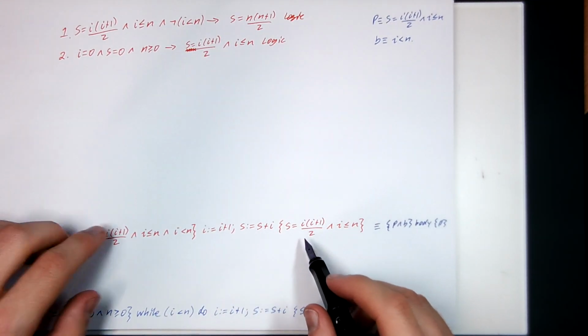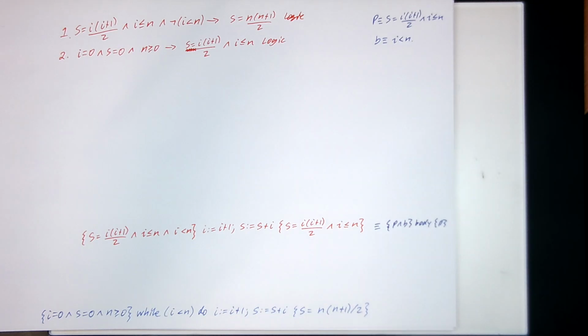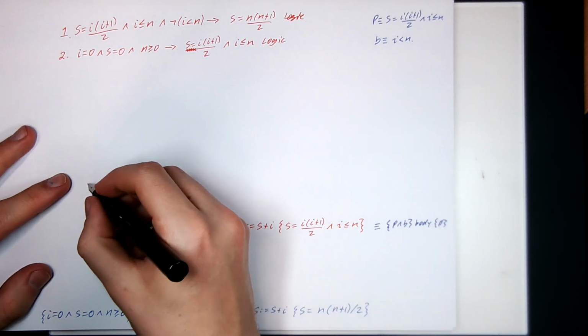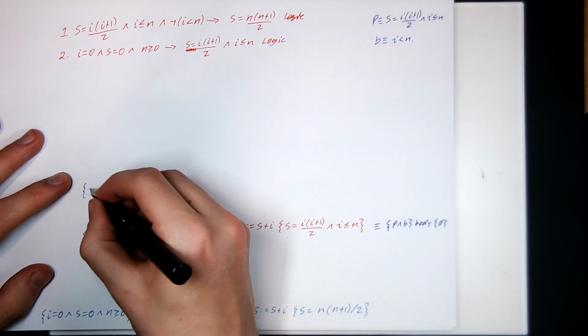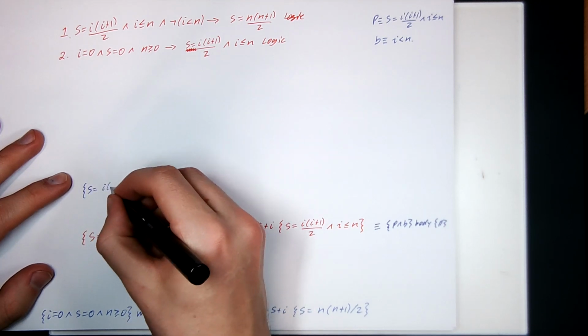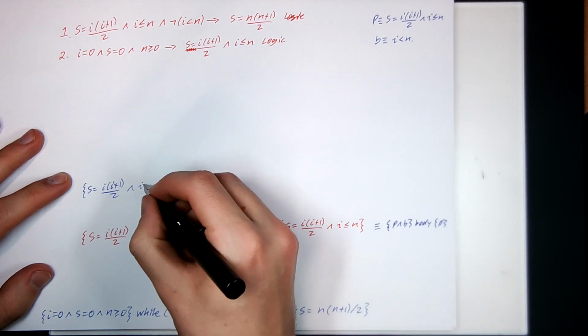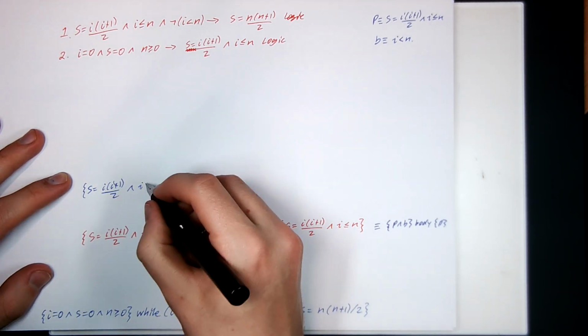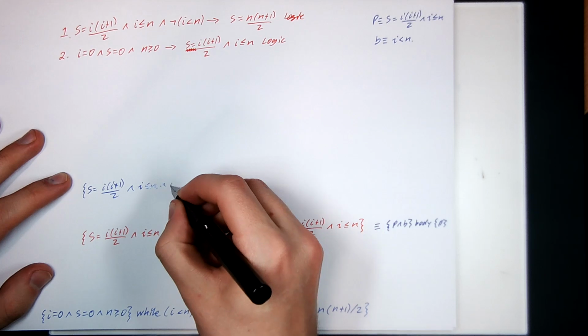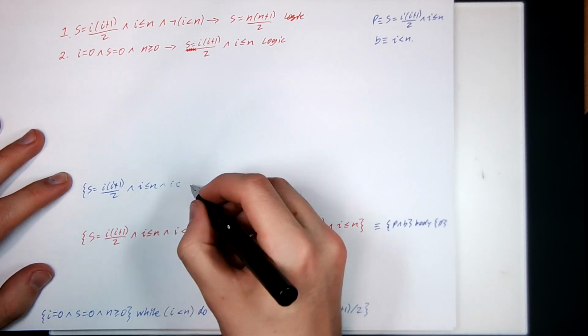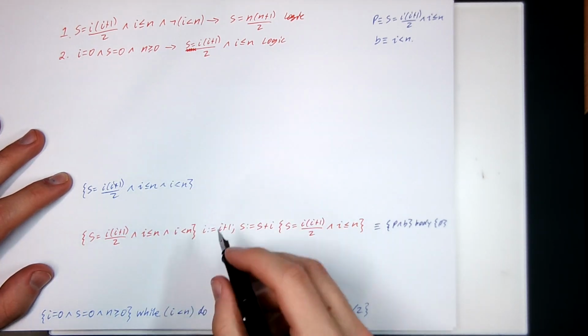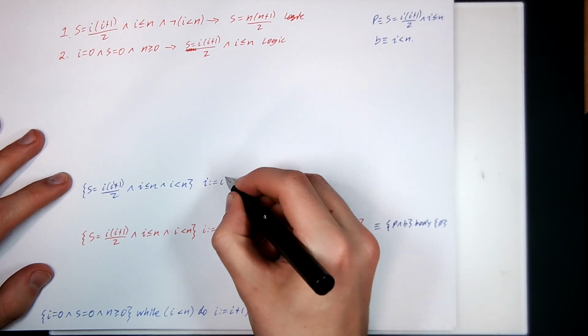If I want to prove this, I've got 2 bits of code. I'm going to have to do the sequencing rule. So we split it into 2 parts. So I've got S is equal to I plus 1 on 2, and I is strictly less than N, and I less than or equal to N. First bit of code, I plus 1.